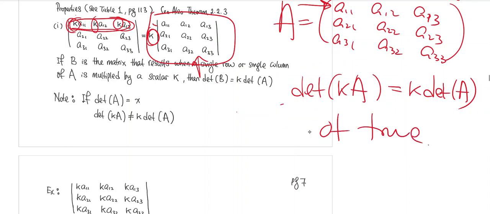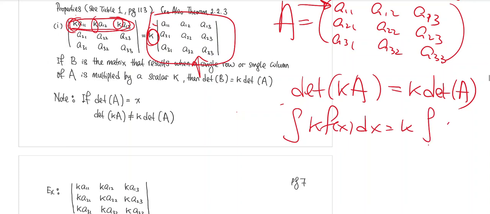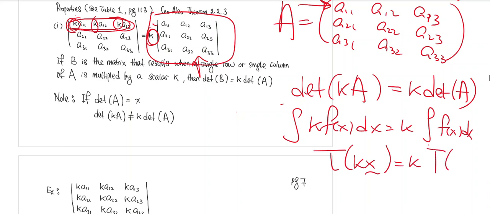It's so easy to make that assumption because when integrating, say, K of f(x), we are so used to taking out the K, and also for linear transformations, we have T of kx and we can take the k out and have k times T of x. We are so used to it that a lot of students will think this is also true for determinants, but it's not.